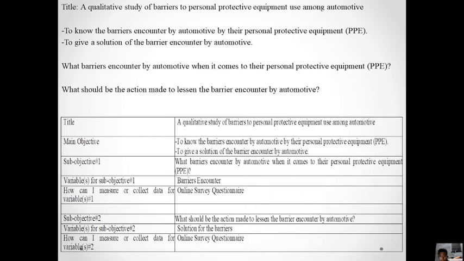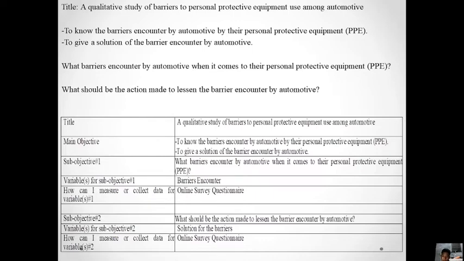My objective in the research is to know the barriers encountered by automotive students with their personal protective equipment and to give a solution to the barriers encountered. Possible questions may be: What barriers are encountered by automotive students when it comes to their personal protective equipment? What should be the action made to lessen the barriers encountered by automotive students?